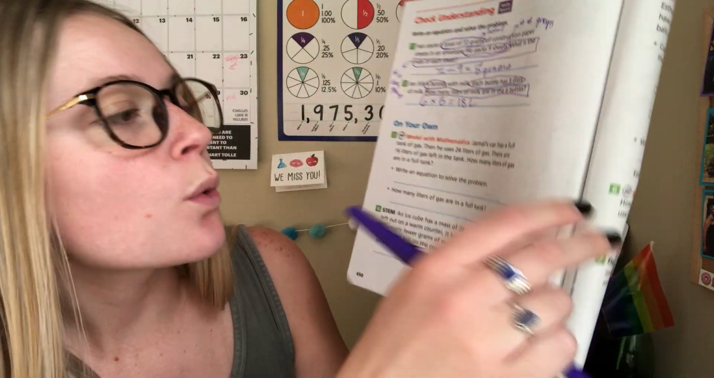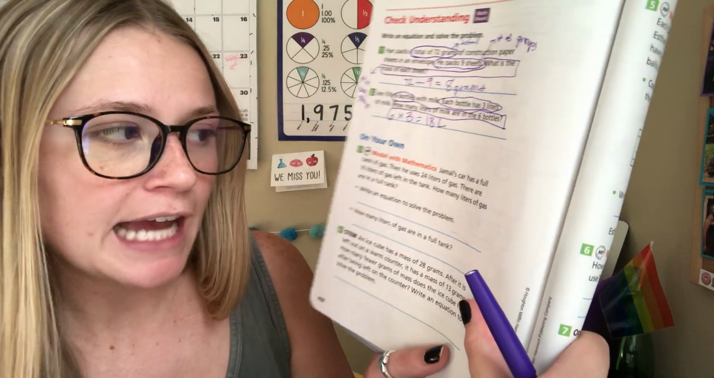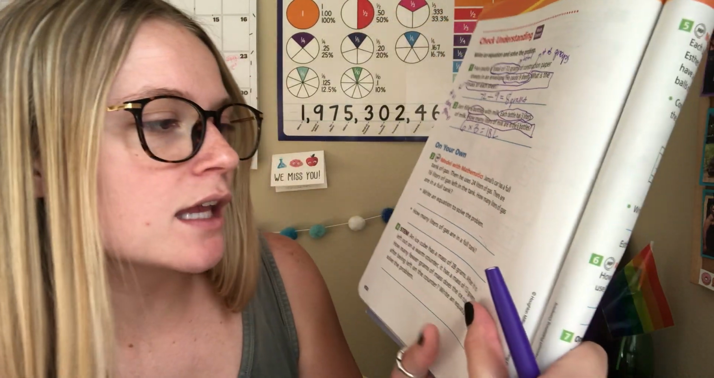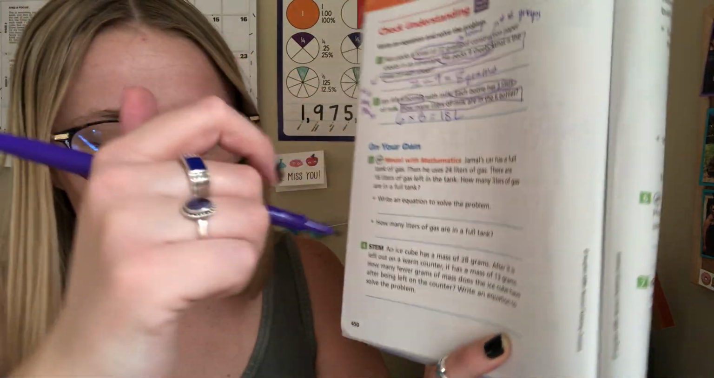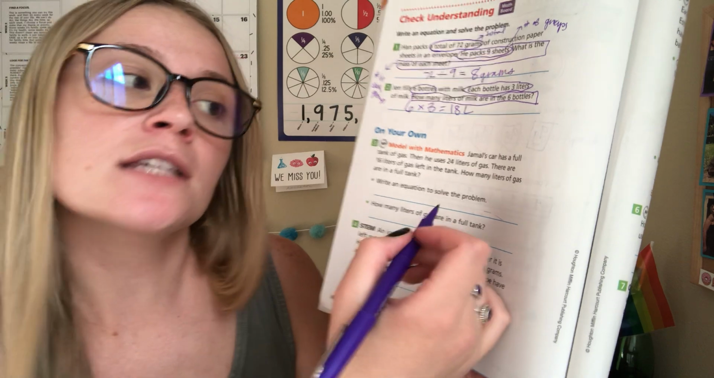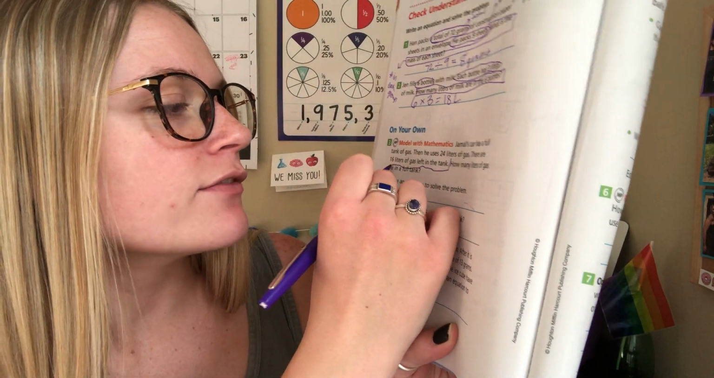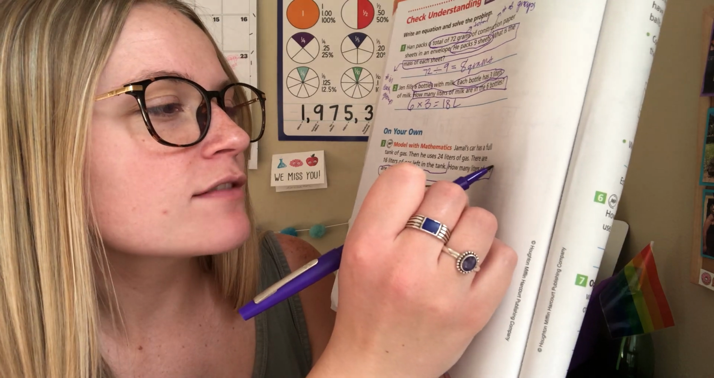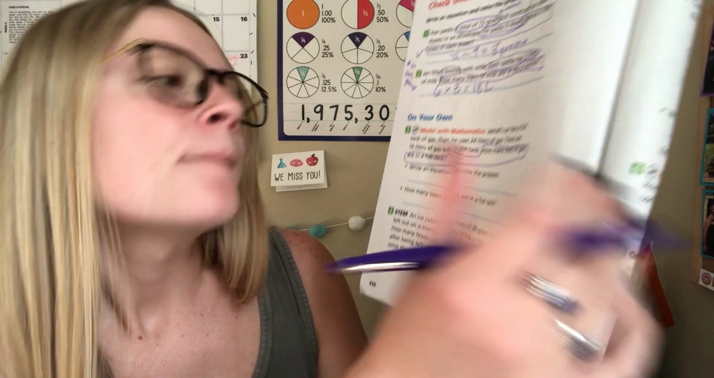All right, number 3 on your own. It says, Jamal's car has a full tank of gas. Then he uses 24 liters of gas. There are 16 liters of gas left in the tank. How many liters of gas are in a full tank? So this is a story problem. What's the first question I ask myself? What do I need to find? I need to find how many liters of gas are in a full tank.